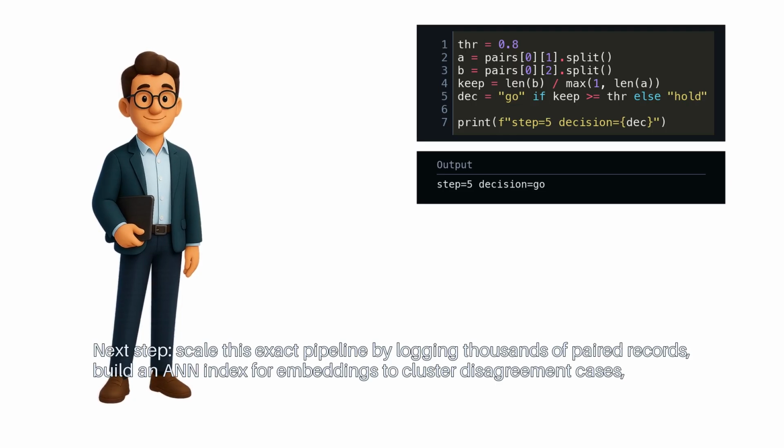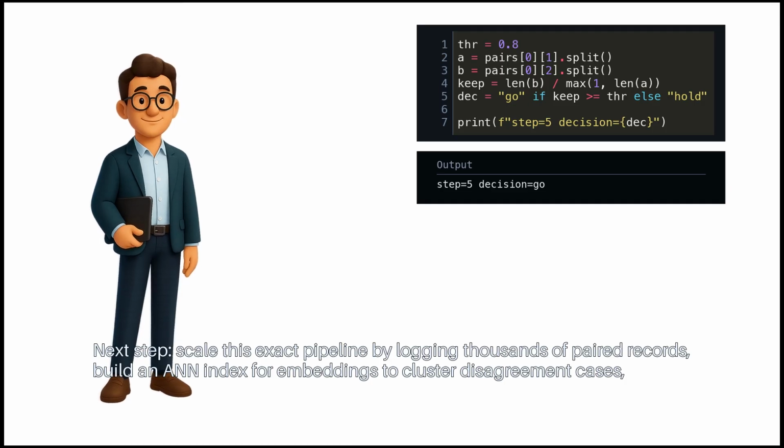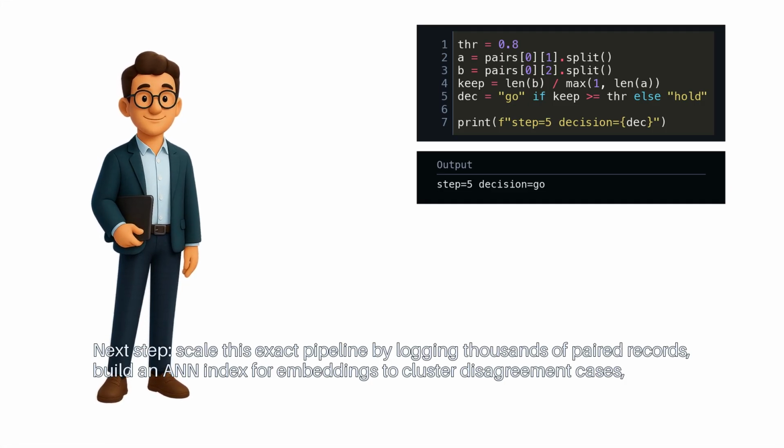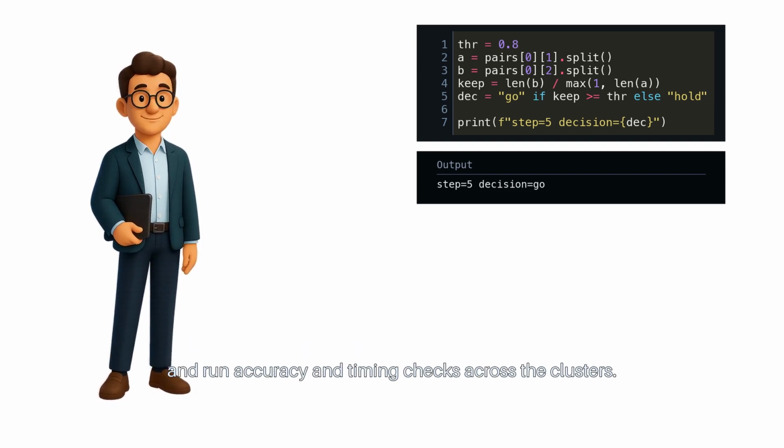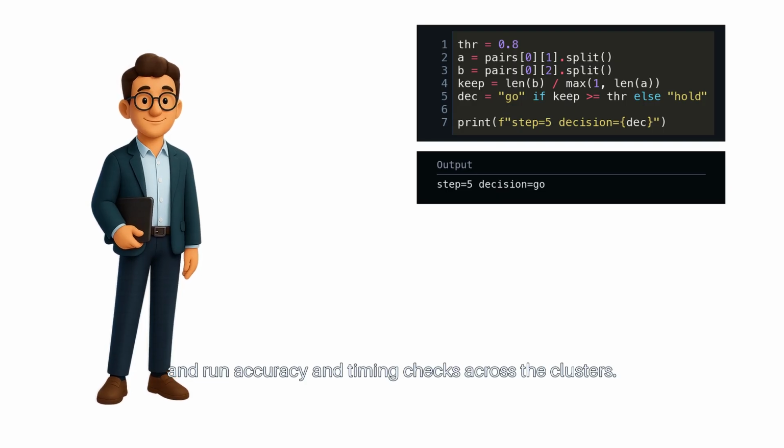Next step: scale this exact pipeline by logging thousands of paired records. Build an ANN index for embeddings to cluster disagreement cases, and run accuracy and timing checks across the clusters.